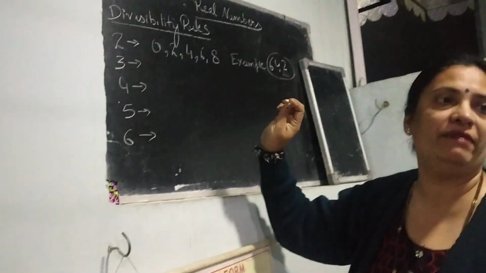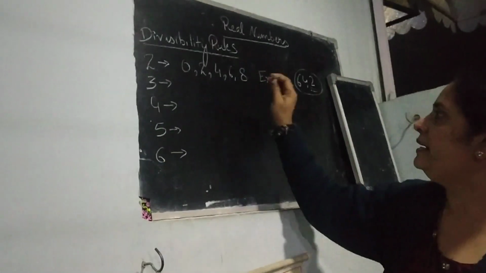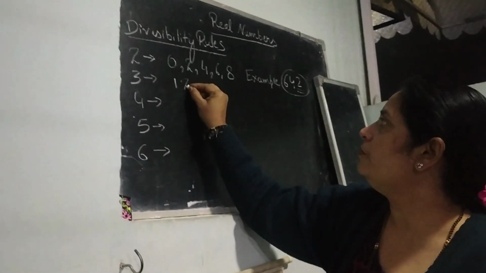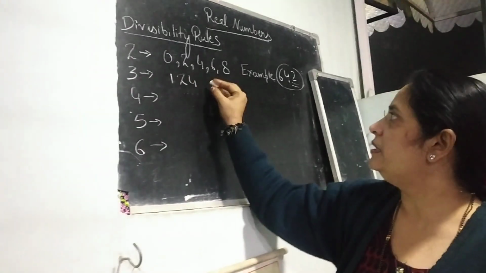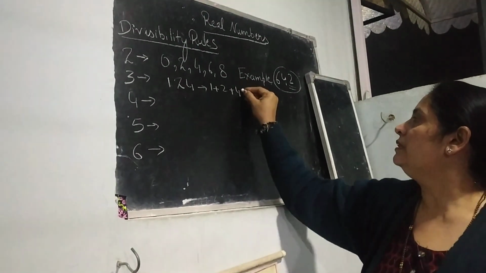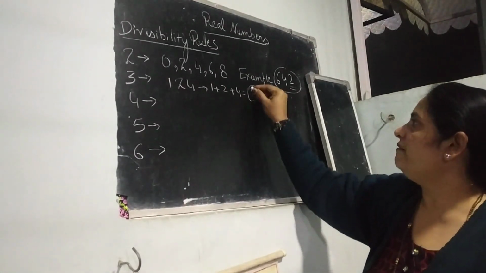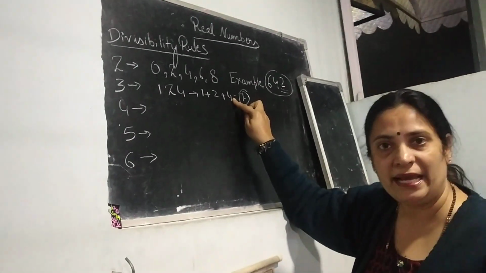Now for 3, the divisibility rule is we have to add all the digits. Let's take a number like 124. 1 plus 2 plus 4 is 7. Now 7 is not divisible by 3, so this number is not divisible by 3.